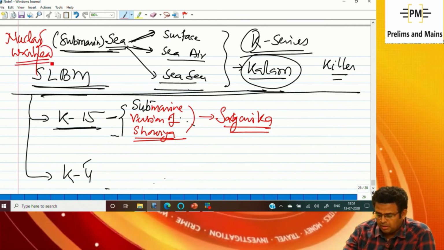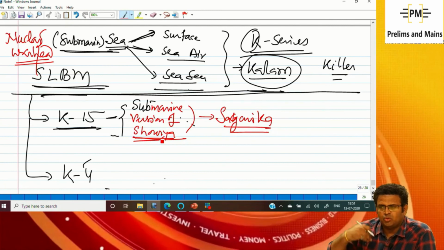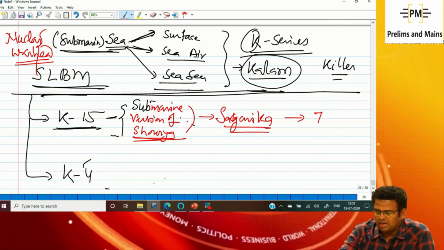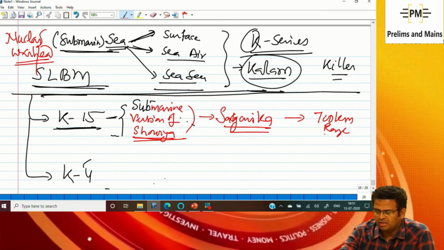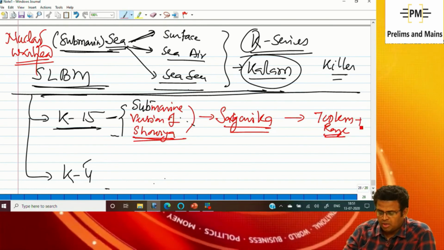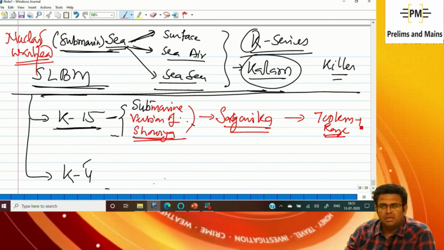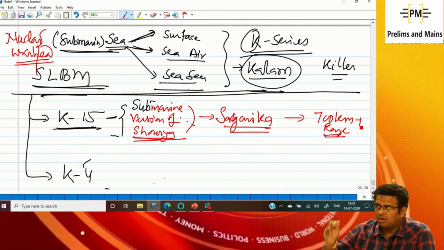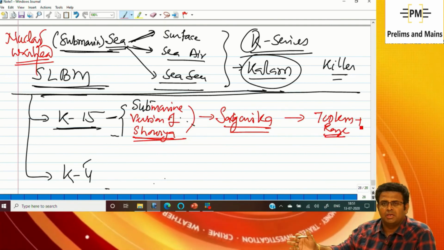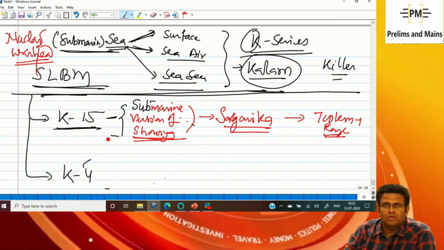And already I have said that the submarine version can carry a nuclear warhead. Clear. K15 is Sagarika, and we can launch from sea to surface, sea to air. It has been said that it has a range of around 700 kilometer, a little bit plus. Again it can be launched from the submarine towards the surface, towards the air. Any missile or any aircraft in the air, it can hit, and also any other submarine or any ship in the sea. So this is the property of K15.